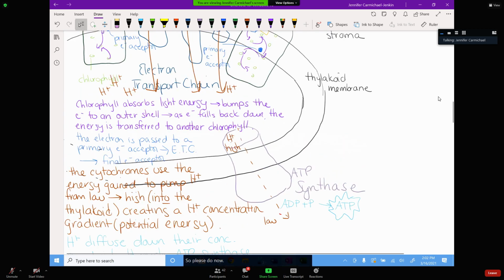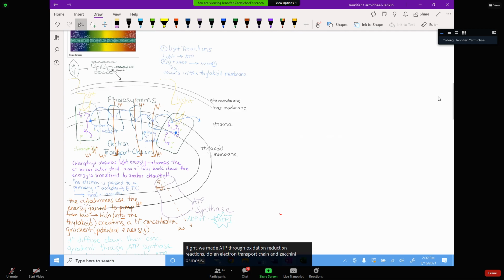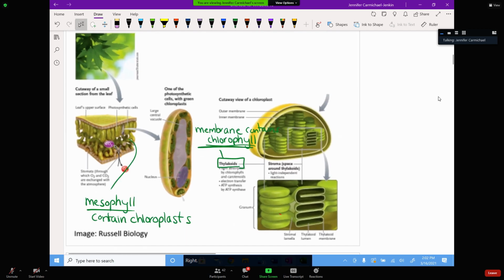So if we zoom out, what is happening here in the light reactions is very similar to what happened in oxidative phosphorylation, right? We made ATP through oxidation reduction reactions, through an electron transport chain, and through chemiosmosis. Now, if we look back here, each of those thylakoids is like this little disc, and so the membrane is circular. So what's happening is we're trapping the H pluses in the disc, because remember, they can't go through the membrane directly. They need that ATP synthase.